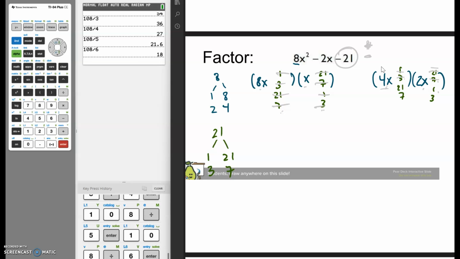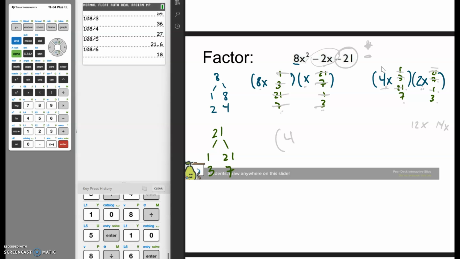4 times 1 is 4. 21 times 2 is 42. 42 and 4. I'm not getting negative 2 from that. And would you look at that? Maybe it's our very last one. 4x times 3, that's 12x. 7 times 2x, that's 14x. I can think about using these two numbers and thinking about something being positive and negative to get negative 2.